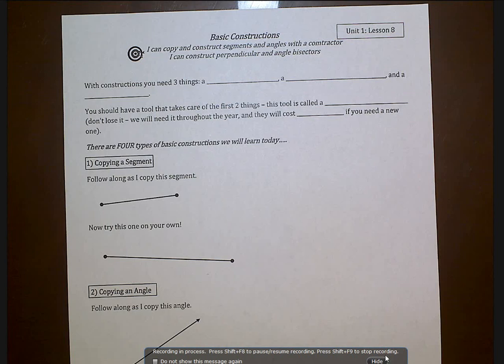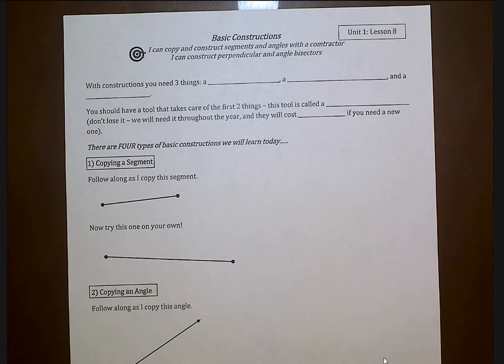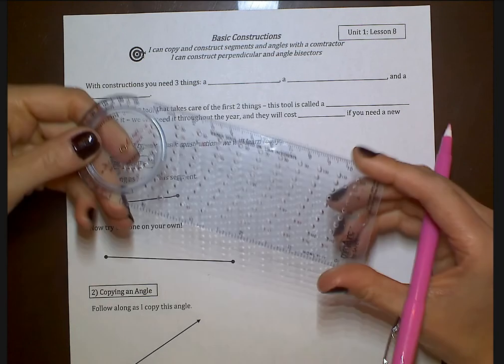This lesson is meant to be fun. It's meant to be a break in kind of what we've been doing, and it's called Basic Constructions. It's the last lesson of Unit 1. Now I'm going to teach you in this lesson how to use your contractor here.